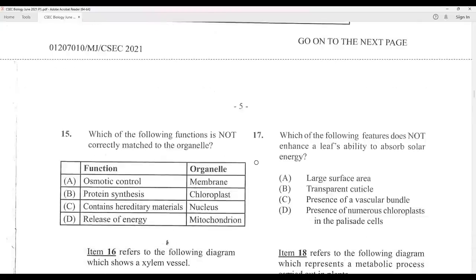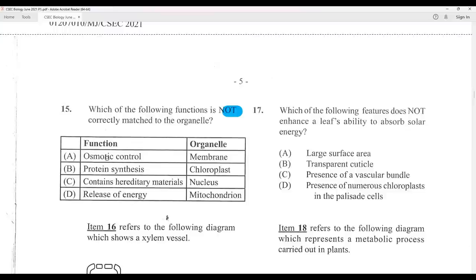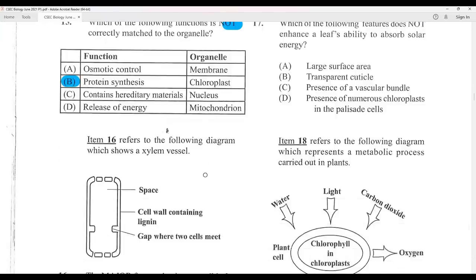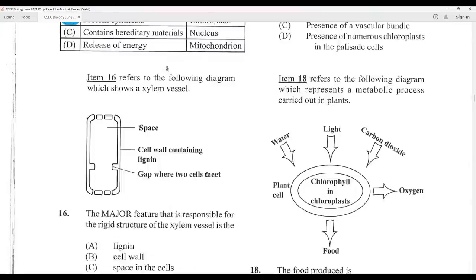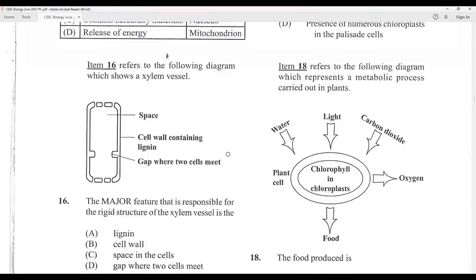Which of the following functions is not correctly matched to the organelle? If we read out all the answers, we will see that B, protein synthesis, which is done by the rough endoplasmic reticulum, they have matched it with the organelle chloroplast, which means it is not correctly matched, hence B is the answer. 16 refers to the following diagram, which shows a xylem vessel.